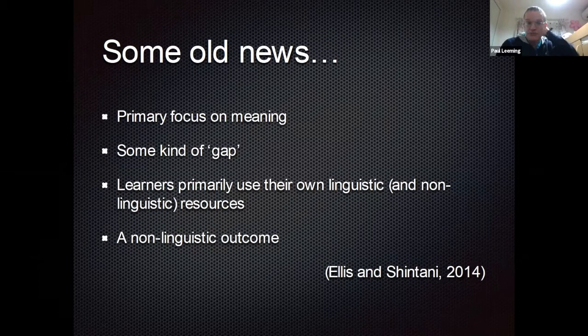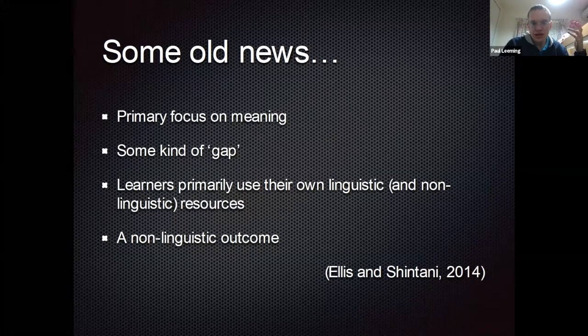And I found this to be a really useful teaching tool at Temple as well. So the primary focus is on meaning. That's the central element to it. There's some kind of gap. We talk for a reason. We talk to find out something. We talk to express opinions, to find out what other people think. There's a gap in communication.